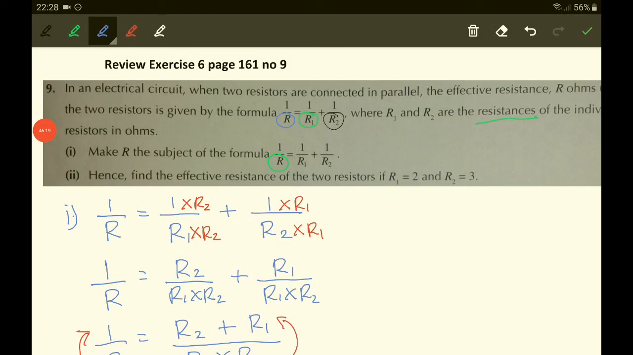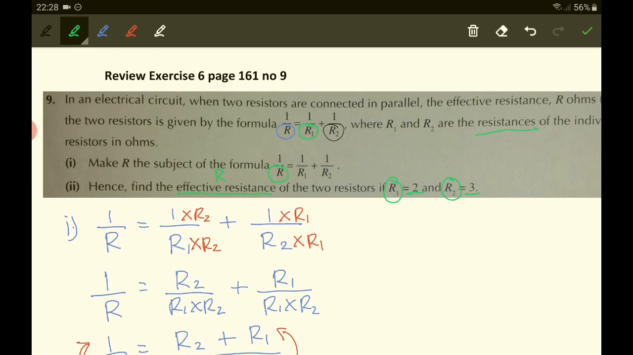Okay, now for the second part, hence find the effective resistance. So what is the effective resistance? This is the effective resistance of the two resistors if R1 here is equal to 2 and R2 is equal to 3. So we are going to find the value of R when R1 is equal to 2 and R2 equal to 3. So this is easy.